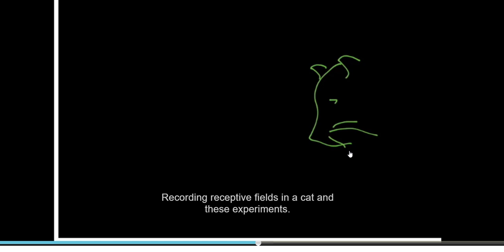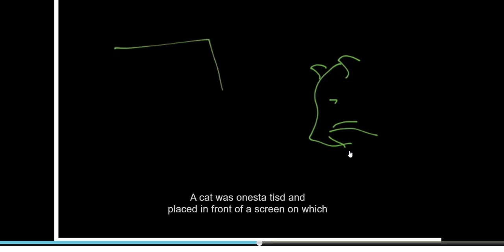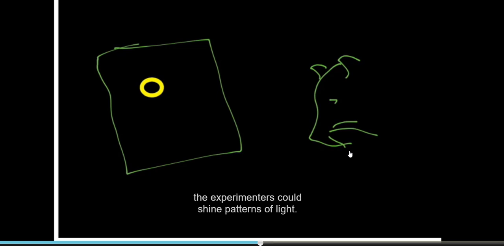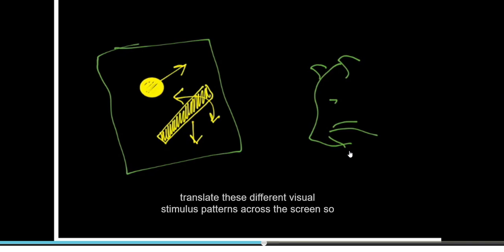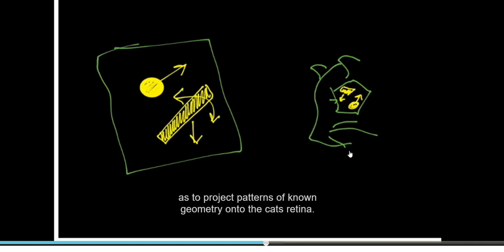In these experiments, a cat was anesthetized and placed in front of a screen on which the experimenters could shine patterns of light. These patterns might be an annulus, a solid dot, a bar, or anything similar to this, and the experimenters would rotate and translate these different visual stimulus patterns across the screen so as to project patterns of known geometry onto the cat's retina.